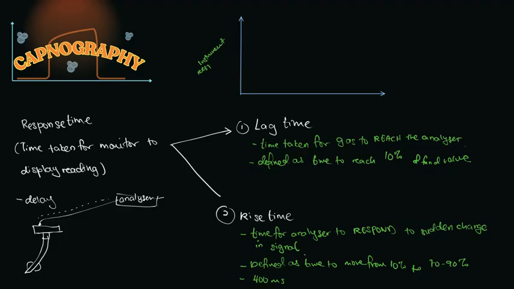Represent this on the graph. We have a graph of instrument response in percentage against time. So you can see the response of 0 to 100%, as well as time on the x-axis. So you have an upward slope. You have 0 to 10%. This represents the lag time. And from 10 to 90%, that is the rise time.